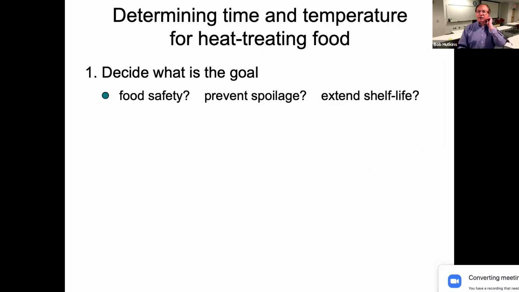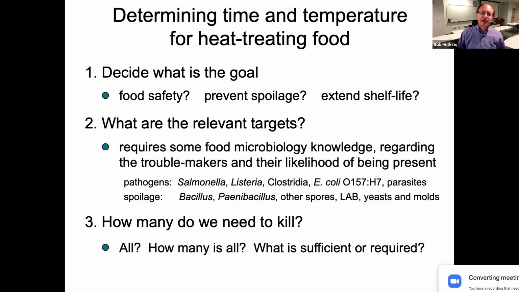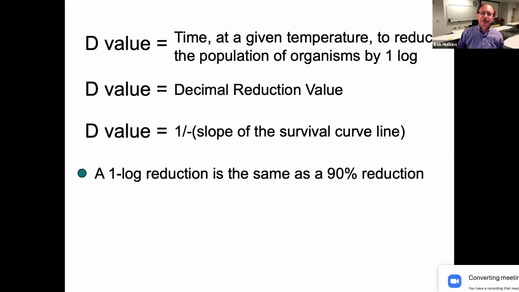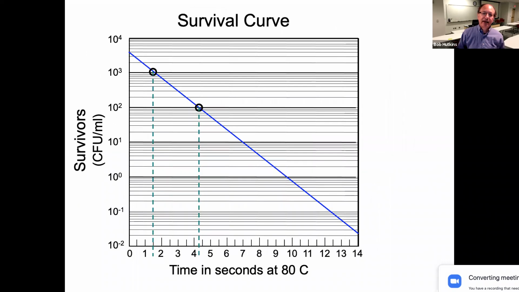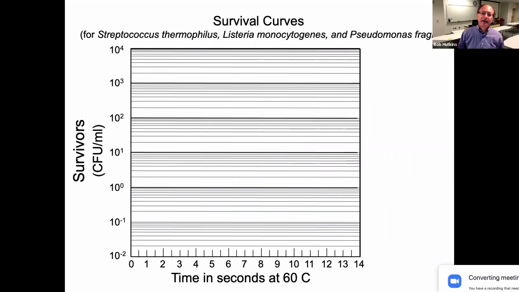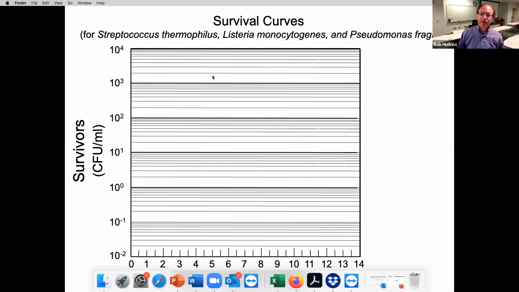And then we talked about determining time and temperature conditions and how we approach those questions. We do survival curves, and we talked about D values that we get from the survival curves: survivors in some units versus time in some units. The time that it takes to decrease by 1 log, 10 to the 3 to 10 to the 2, or anywhere along that line, is determined as the D value.